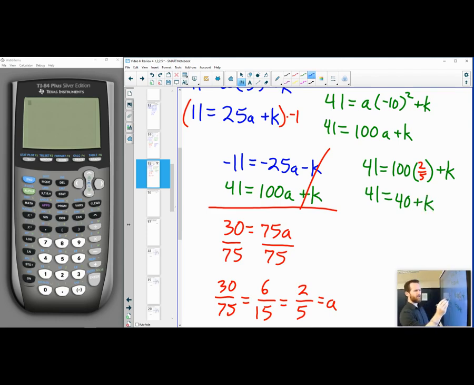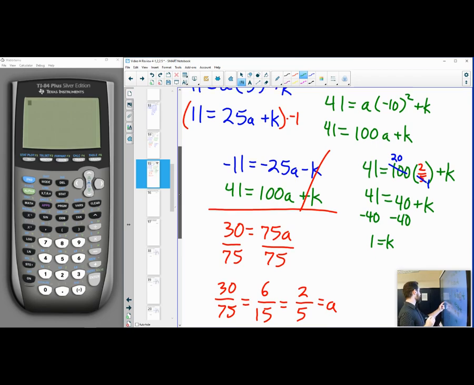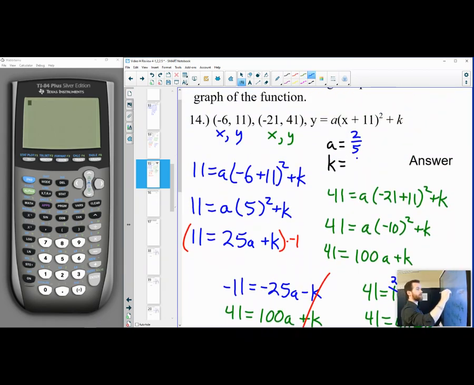I'm going to double check myself with cross canceling. If we cross cancel the 100 and the 5, we can both divide by 5. So that'd be a 1. 5 goes into 100 20 times, and then 20 times 2 would be 40. Yeah, so now I'm pretty sure I did that correctly. Then we take away 40 from both sides, and we get 1 equals k. Bring that up as our final answer. Then we check it with the answer key. 2/5 and 1. All right.